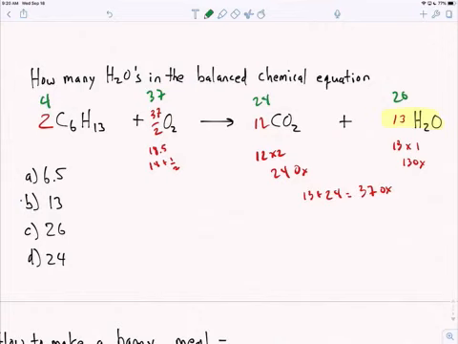You start by doing each element, and you're on hydrogen. You add... And okay, because this doesn't have any hydrogen.